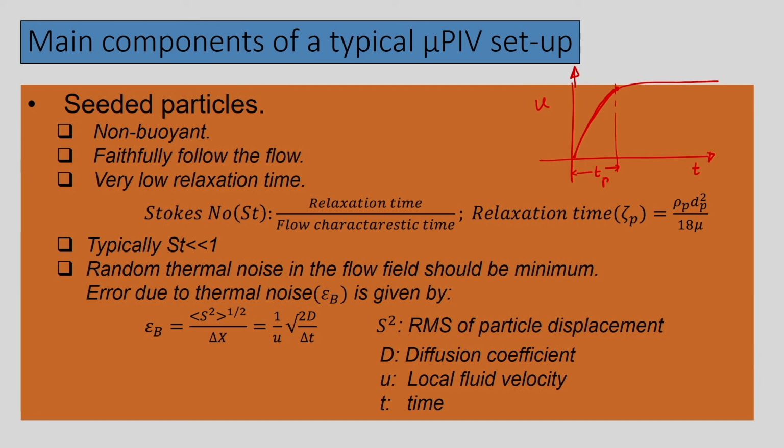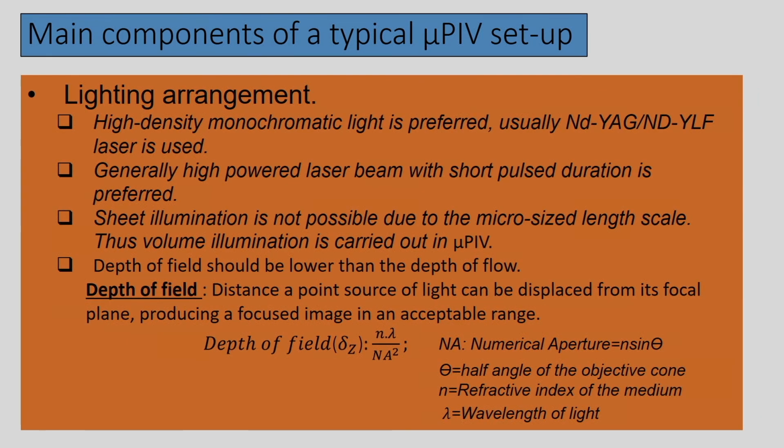So, what we can see from this understanding is that this time will be very small. The smaller this time, the more we can ensure that the particle will largely follow the bulk flow, and that is why the Stokes number will be very small, and that is what I have written, much less than 1. Finally, the random thermal noise in the flow field should be minimum, and that is one important point for the measurement technique using light. Next is lighting arrangement. Here are a few important points: high density monochromatic light is preferred. Considering this point, a laser light source is preferable for this measurement technique.